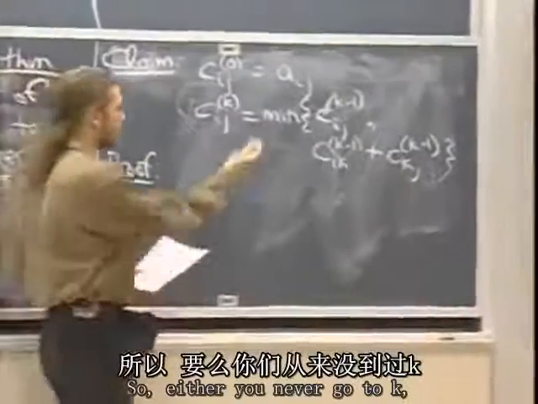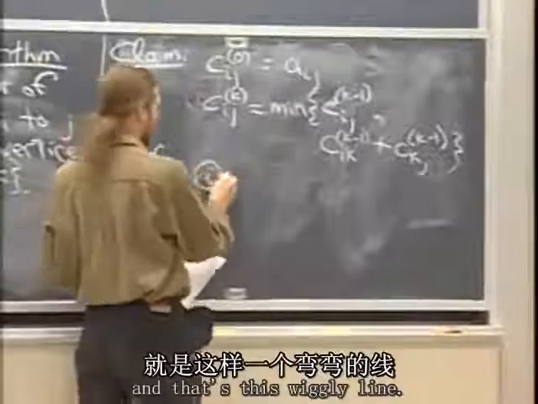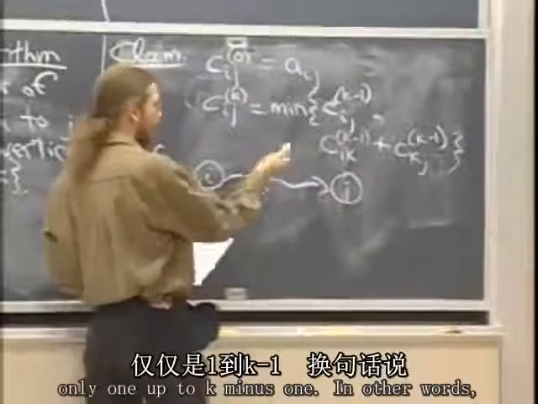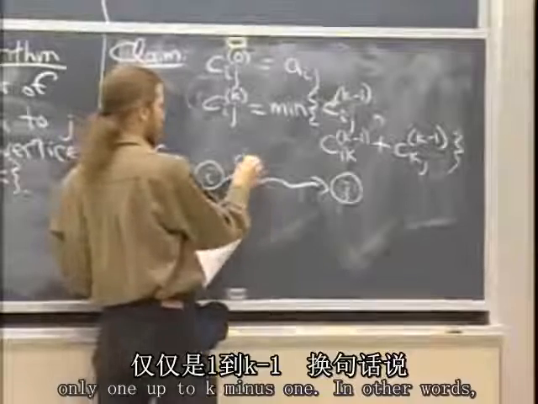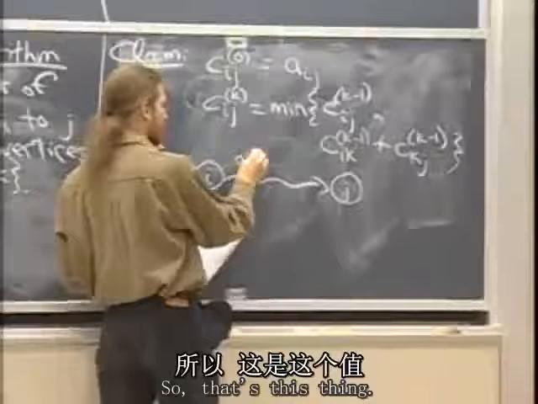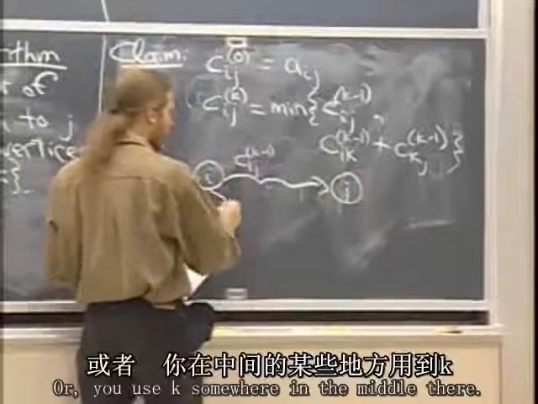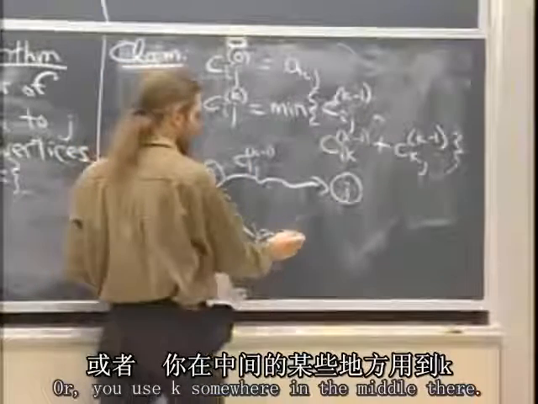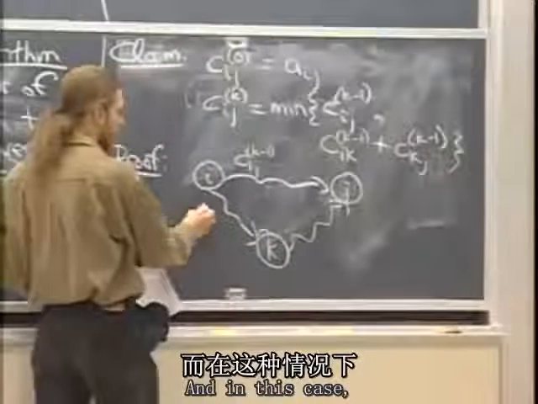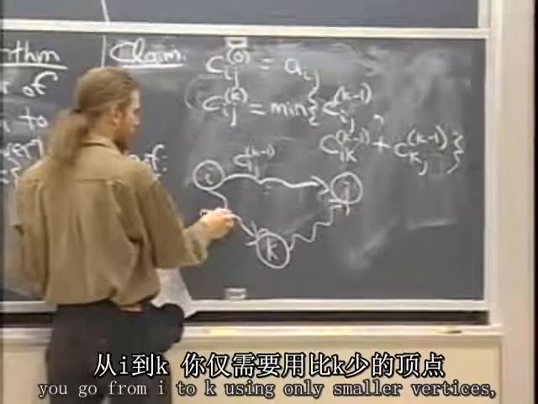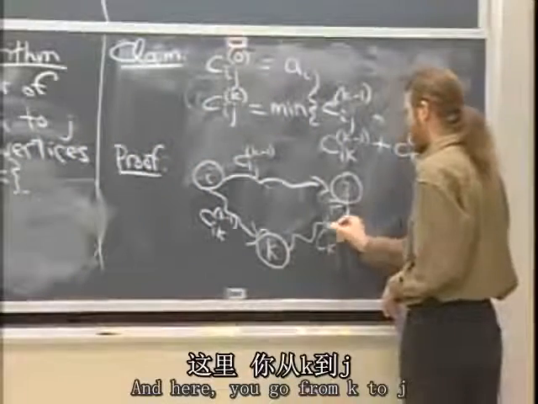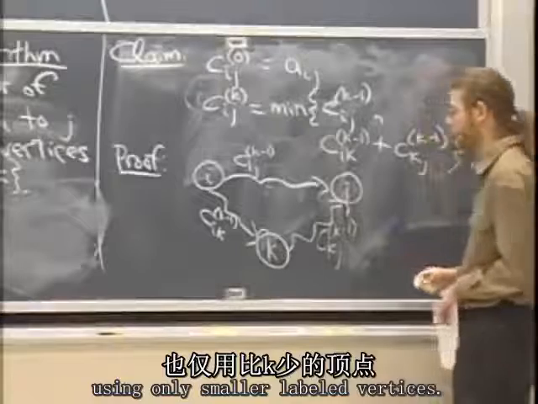So either you never go to k, and that's this wiggly line. You go from i to j using things only 1 up to k minus 1. In other words, you don't. Here we have to use 1 up to k, so this just means don't use k. So that's this thing. Or you use k somewhere in the middle there. Okay? It's got to be one of the two. And in this case, you go from i to k using only smaller vertices, because you don't want to repeat k. And here you go from k to j using only smaller labeled vertices.